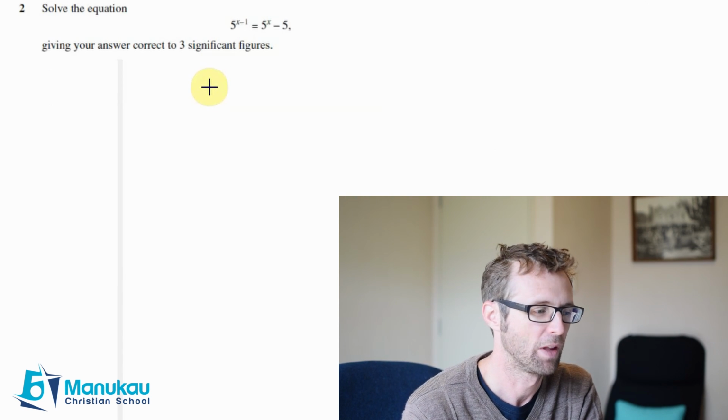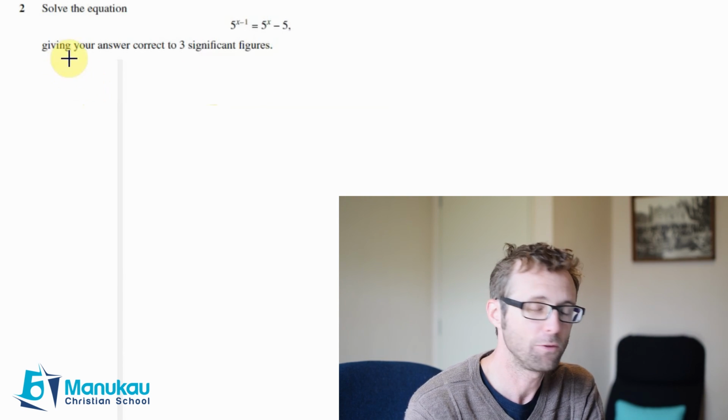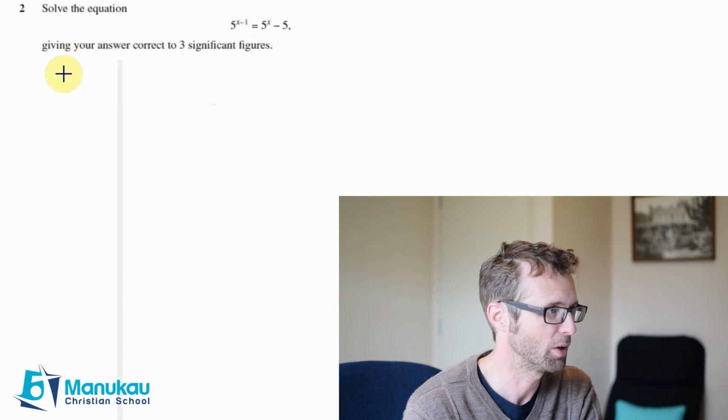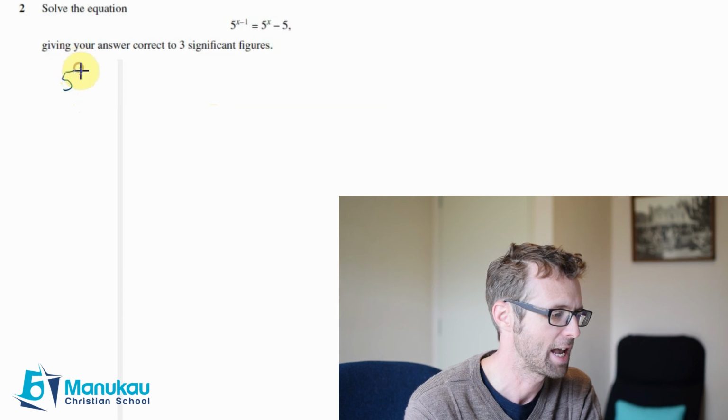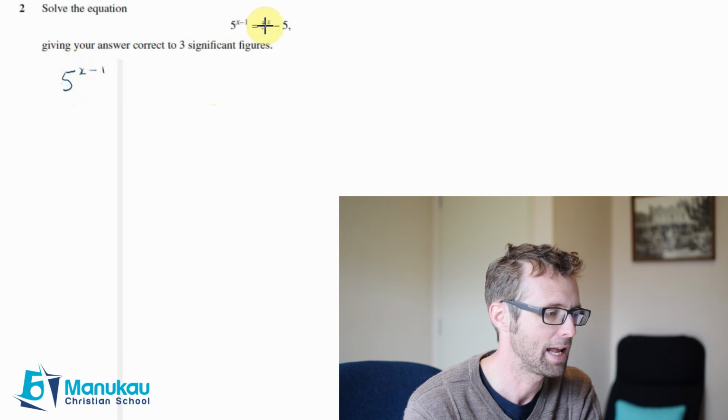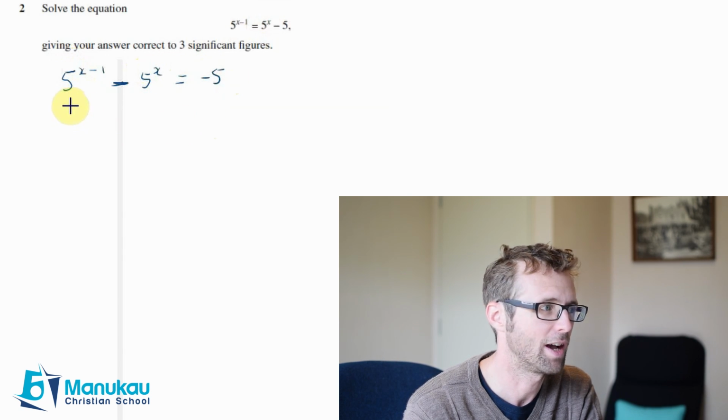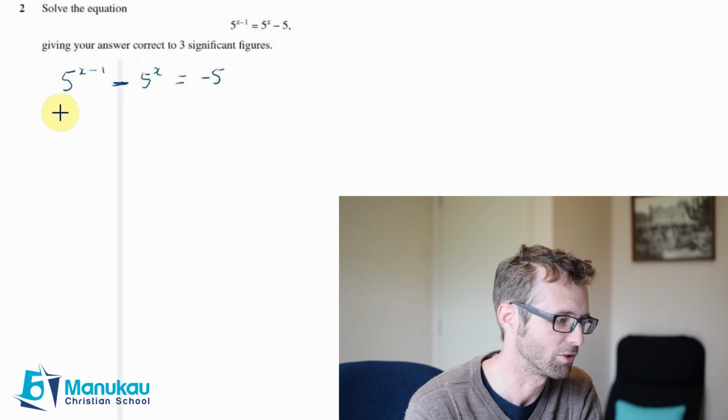That's the key. Okay, so the first step that I took in this one is I wanted to get all of my x's across to one side. So I had 5 to the power of x minus 1, and then I moved the 5 to the power of x across, so I've got minus 5 to the power of x, and that's equal to minus 5.